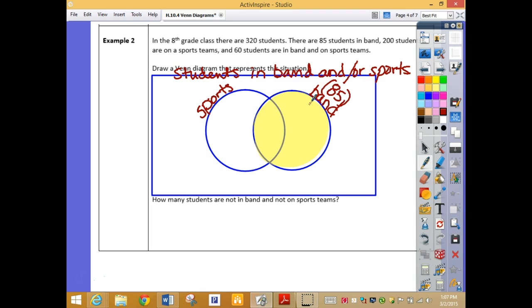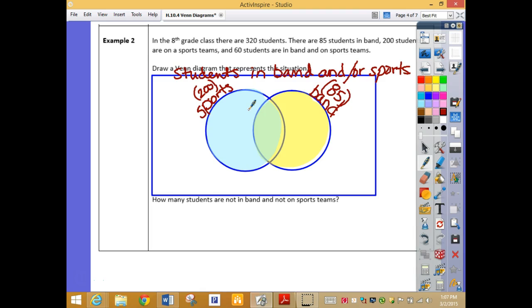We know that 200 students are on sports teams. Does it say only sports teams? Nope, it does not. So what should I do with the 200? Yep. So we know that that set represents 200, the blue set here for sports. So far now, we can't put anything in our diagram yet. That's all the information that we had. We wouldn't have enough information to fill out a Venn diagram.